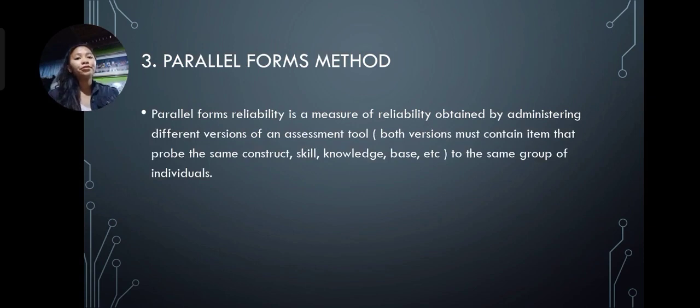Next is the third one, the parallel forms method. This is a measure of reliability obtained by administering different versions of an assessment tool. Both versions must contain items that probe the same construct, skill, knowledge base, etc., to the same group of individuals. And we have an example.